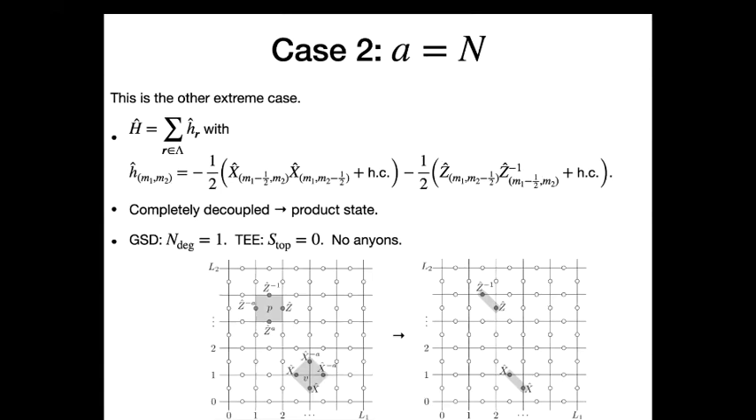Also, there's another simple choice, A equal n. If you set A equal n in this model, Z to the power of n is just 1. So this model is really like this kind of two-spin model. And this is not interesting at all. This is completely decoupled, and basically the Hamiltonian ground state is really like a product state. So the ground state is unique, the entanglement entropy is just 0, and no anyons.